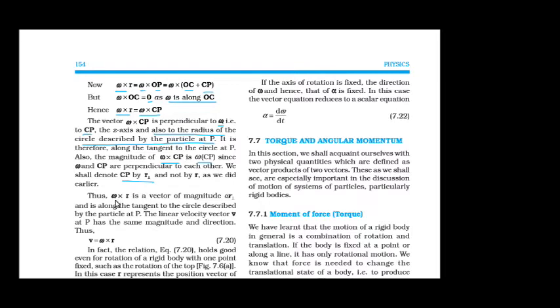We denoted it earlier. So omega cross r has the magnitude omega times r perpendicular and is along the tangent of the circle described at P. Therefore, the linear velocity v at P has the same magnitude and direction. Thus, v is equal to omega cross r, which is equation 7.20.